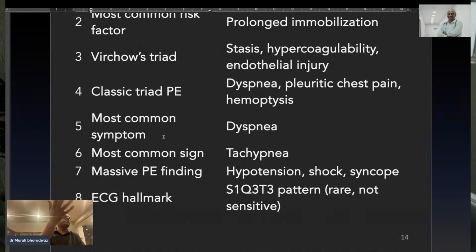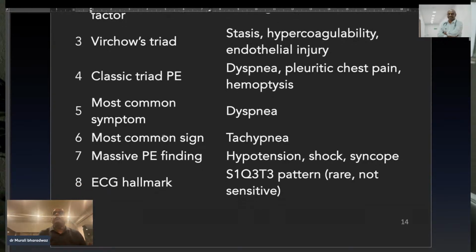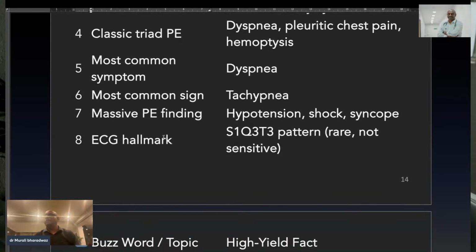The most common symptom is dyspnea. The most common sign is tachypnea. And what is massive pulmonary embolism? S1, Q3, T3, but that is not the most common. The most common ECG finding is sinus tachycardia. Why sinus tachycardia?